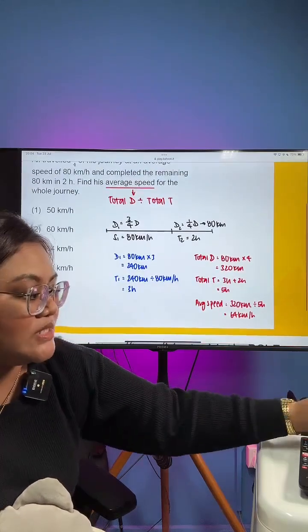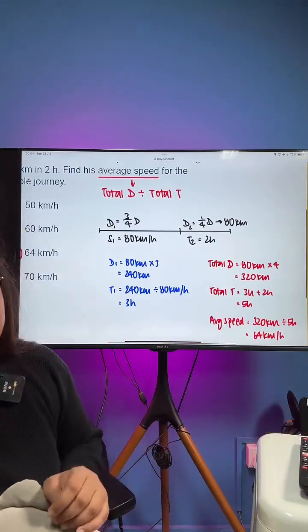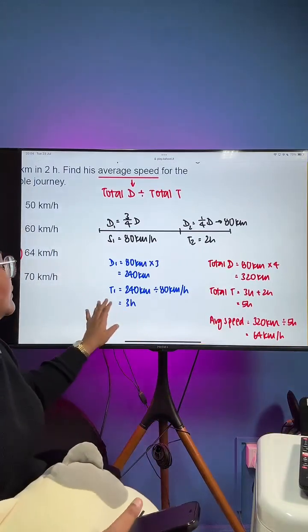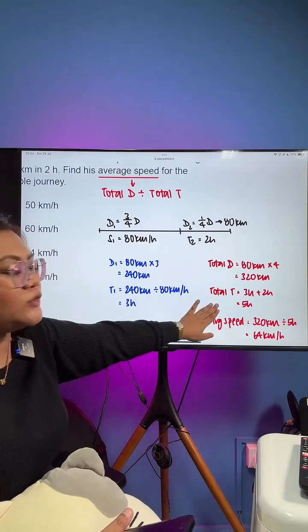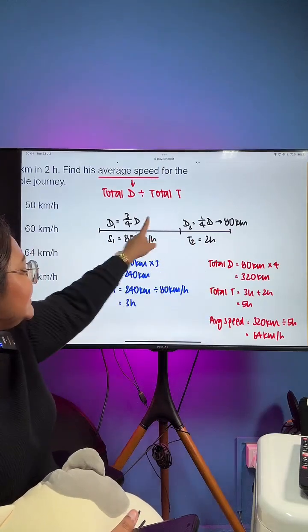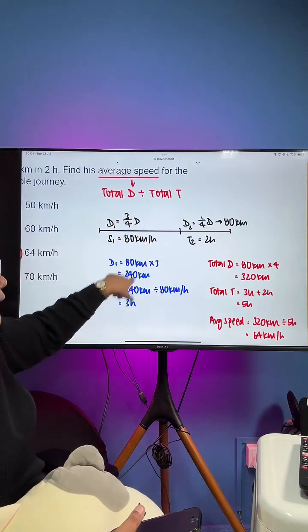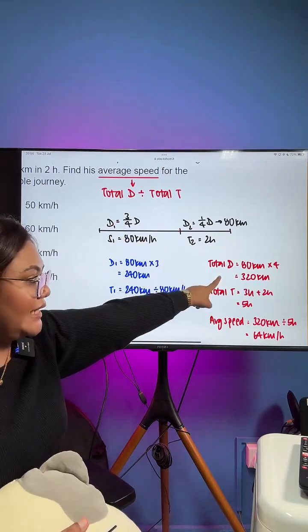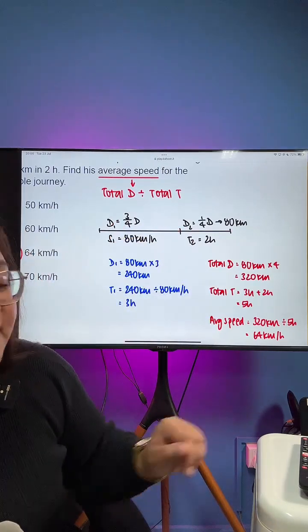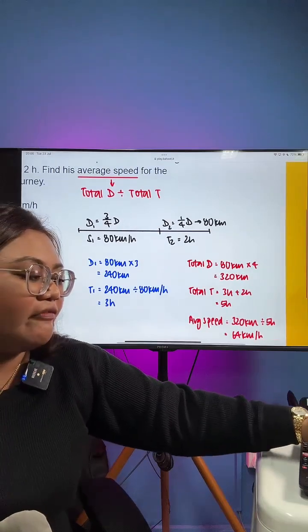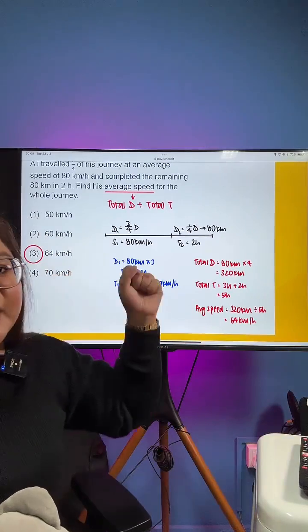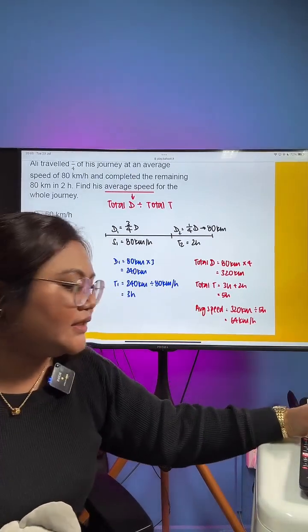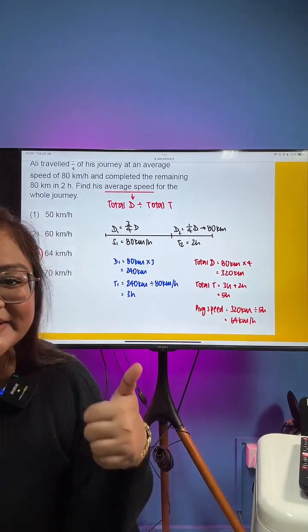I hope you guys are able to see the screen. That will give us 3 hours, and so this 3 hours is our first timing. Second time is 2 hours, total time 5 hours. First distance is 3/4, which is 240 km. Second distance, 1/4, which is 80. Total distance 320. We take 320 divided by 5, total distance divided by total time, to give us 64 kilometers per hour, which is the yellow one earlier, okay?